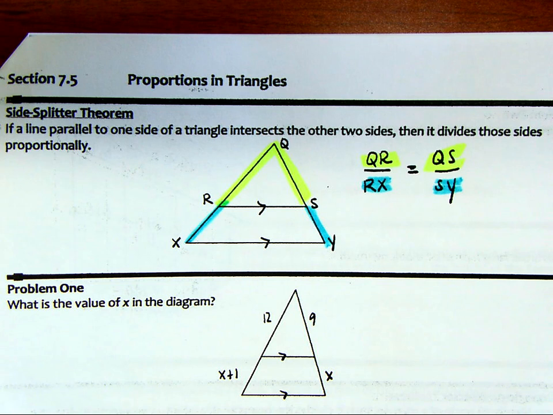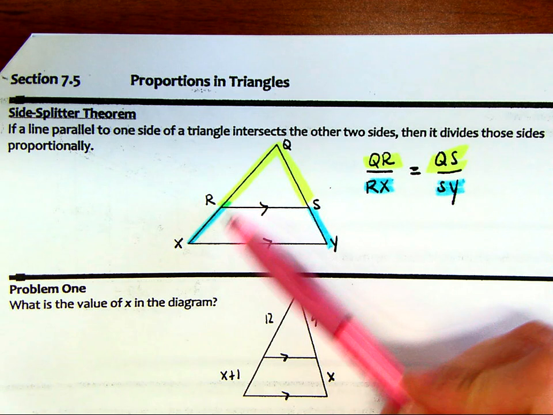So we're going to start off today with a theorem, which we really haven't had a lot of this chapter, called the side splitter theorem. And it says if a line is parallel to one side of a triangle and intersects the other two sides, then it divides those sides proportionally. So I decided to color code it for you.